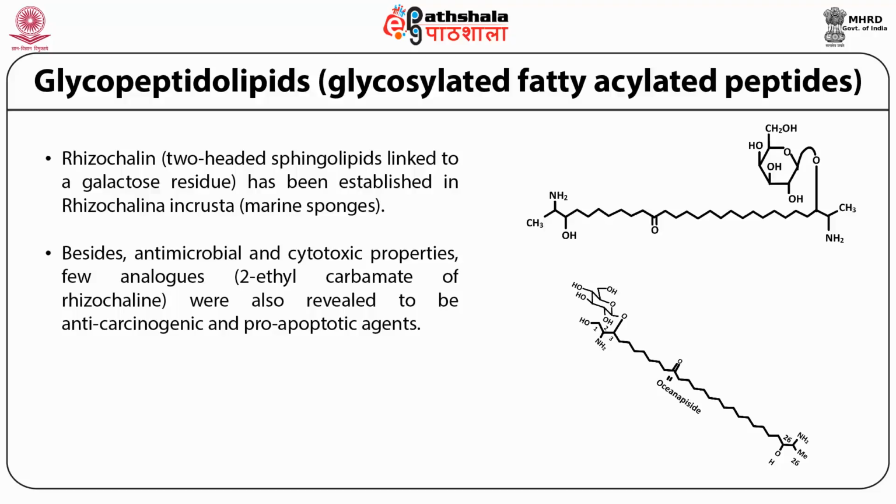Based on the important biological activity, a few analogues, for example the 2-ethyl carbamate of rhizochalin, were also revealed to possess anti-carcinogenic as well as pro-apoptotic properties.